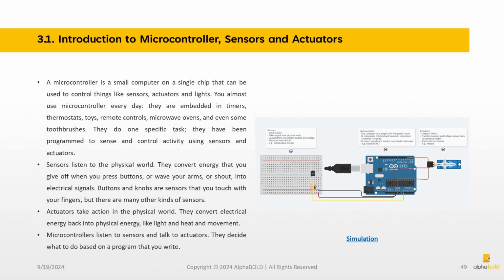Actuators take action in the physical world. They convert electrical energy back into physical energy, like light and heat and movement. Microcontrollers listen to sensors and talk to actuators. They decide what to do based on a program that you write.